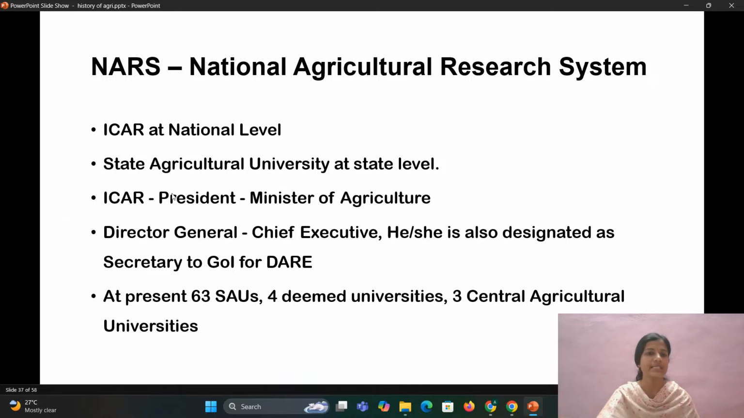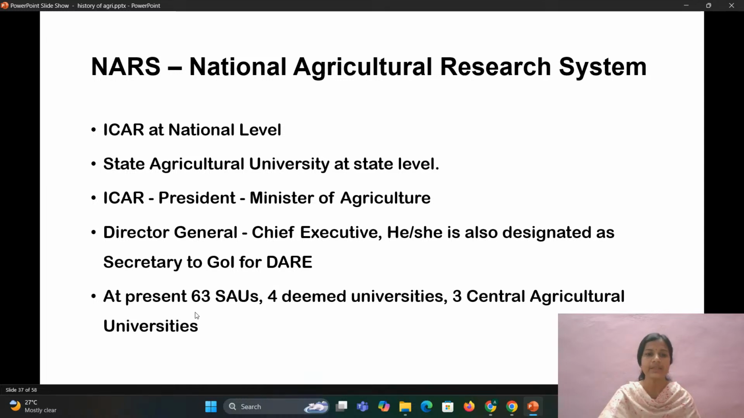So the President of ICAR is the Minister of Agriculture. The Central Minister of Agriculture is the President. And there will be a Director General, the Chief Executive. He is also designated as the Secretary to Government of India for the Department of Agricultural Research and Education, that is DARE.